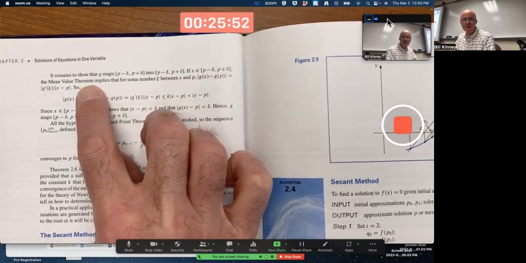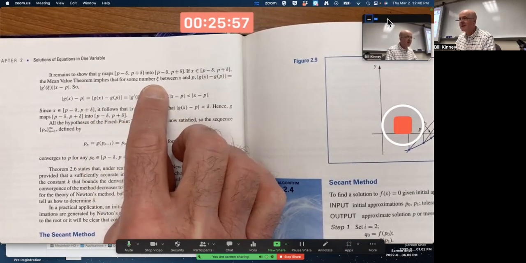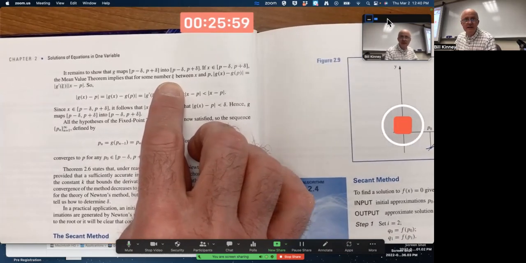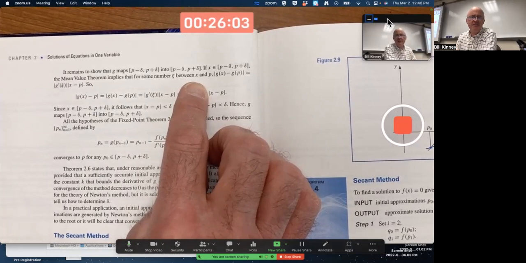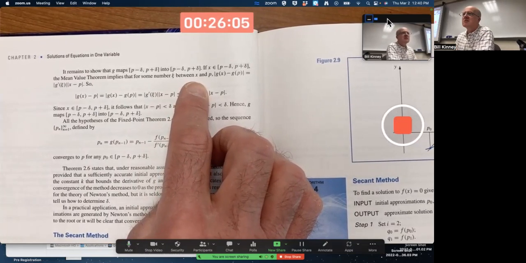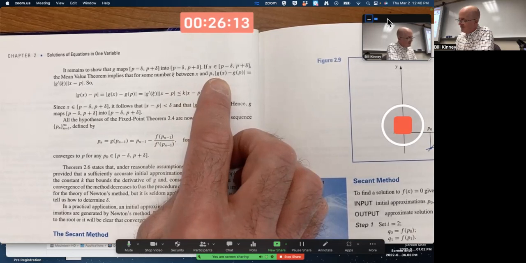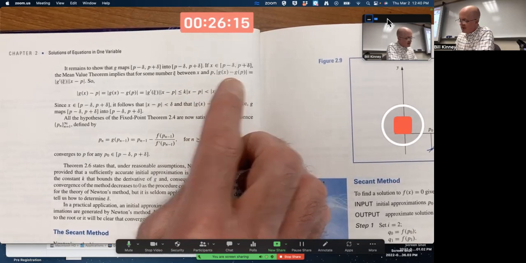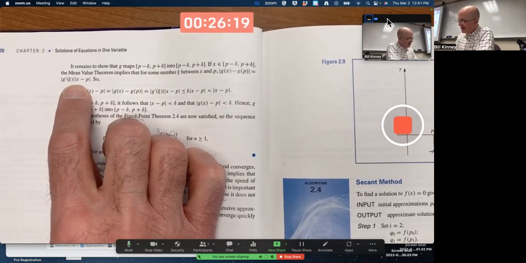Mean value theorem is now applied. There's some number C, my favorite Greek letter, between X and P. By the way, you don't know whether X is bigger than P or less than P. Could be either. So we just say between. Where the absolute value of G of X minus G of P is the absolute value of G prime of C times the absolute value of X minus P.